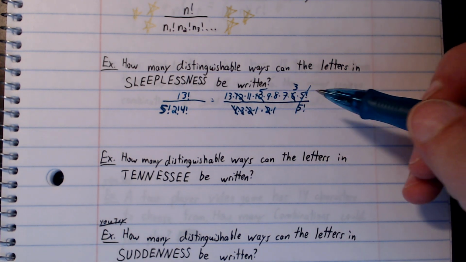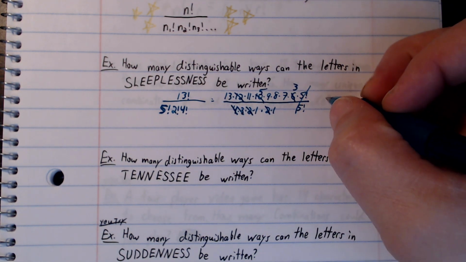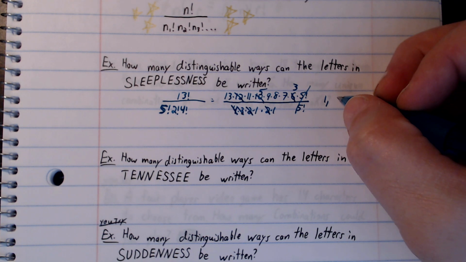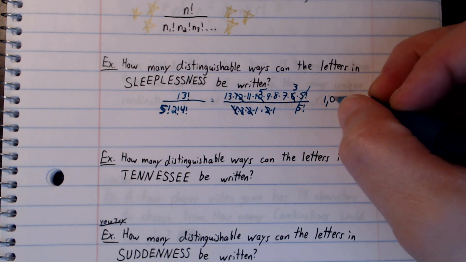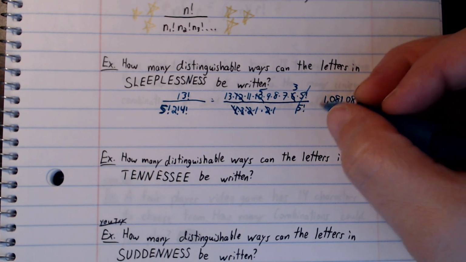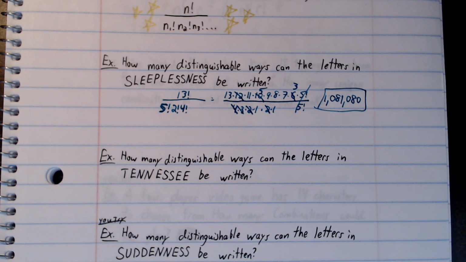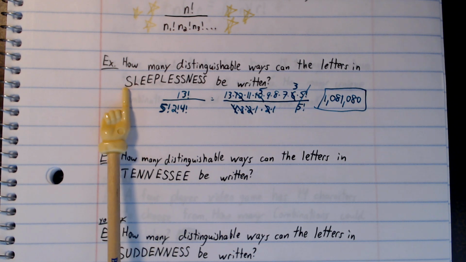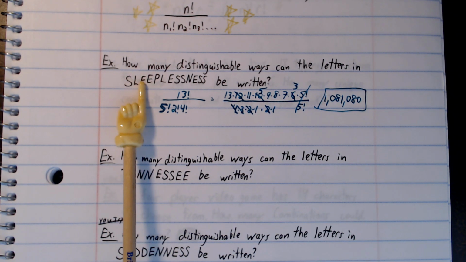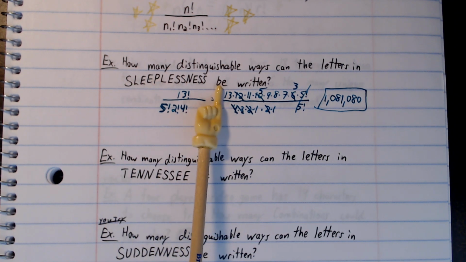And remember, I reduced some of those numbers along the way, and that gave me 1,081,080 different ways. So what does that mean, right? How many distinguishable ways can the letters be written in sleeplessness? What that means is I could have this S here, and I could have this L here, and these E's and the P, right? Everything in this order.